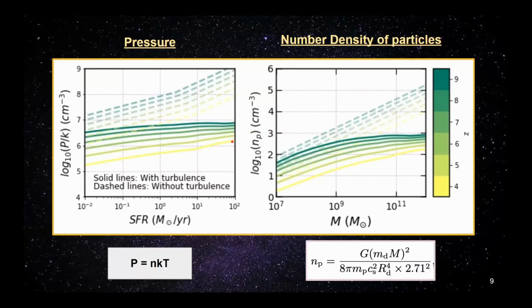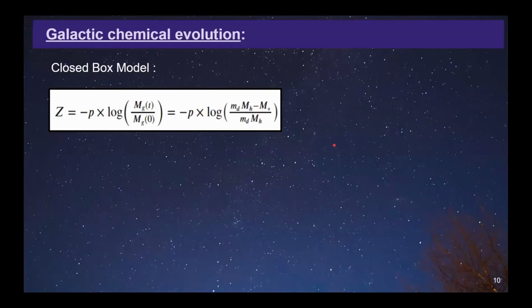Other than the ionization parameter, the other parameters are also affected by the turbulence. If you look at the pressure or number density, both of these are getting lowered because of the effect of turbulence, which is shown by the solid lines here. So these were a few physical properties. Apart from that, I also calculated galactic chemical evolution in order to calculate line luminosity, which I'll disclose later on. For my simple analysis, I just used a closed box model where no inflow and outflow of gas is considered.